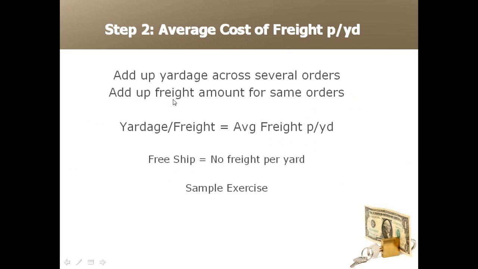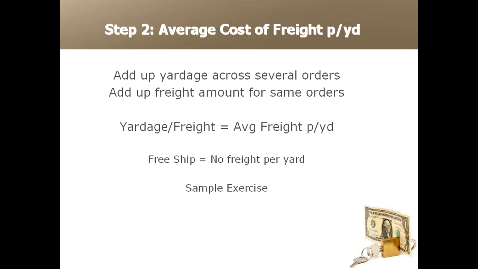If I go to the next slide, it explains what I just told you. We're adding up the yardage across several orders, adding up the freight for the same order. So just like we figured out an average cost per yard, we need to figure out an average cost of freight per yard. So what you should do is go back to maybe your last 5 invoices or your last 10 invoices of the heat-applied film that you buy, add up the yardage totals on those orders to get down your ordering pattern.